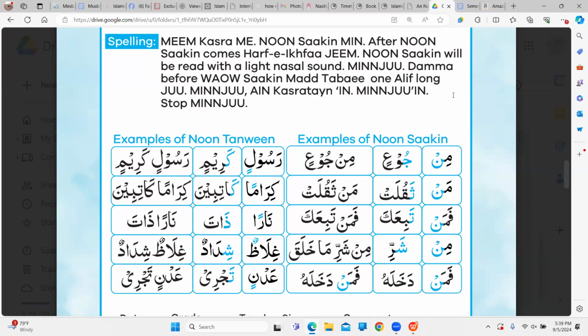What do you do now? What is the rule? The noon will be recited very slowly, with a slight nasal sound. Because if you read it like a jim, they're going to say mid. You have to read the noon sakin with a slight ghunna. Ghunna is Arabic, so in English we say slight nasal sound. So they're saying min.